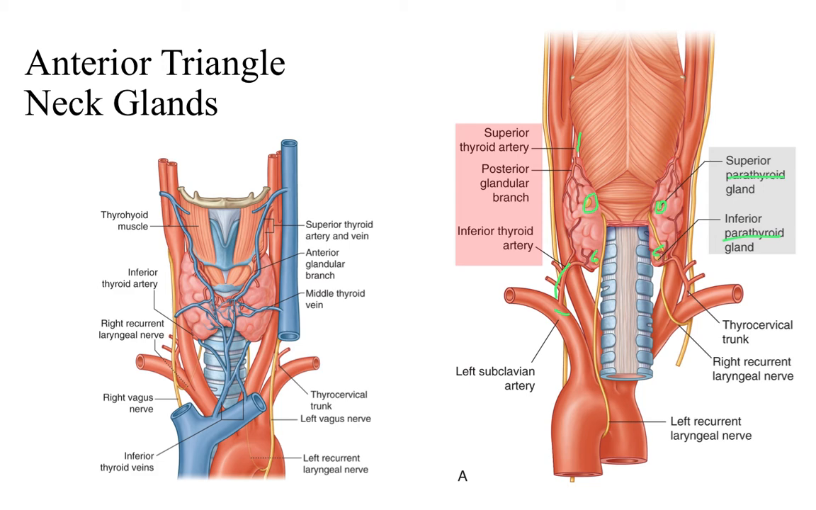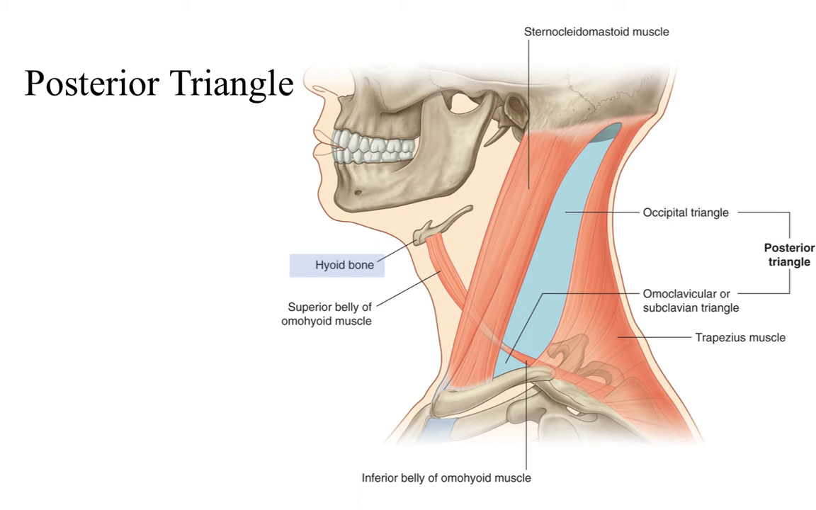Drainage of the thyroid comes from thyroid veins: the middle thyroid vein, superior thyroid vein, as well as inferior thyroid veins, which will drain into nearby larger veins and eventually back into circulation through the heart. All right, now we're going to move on to the posterior triangle.